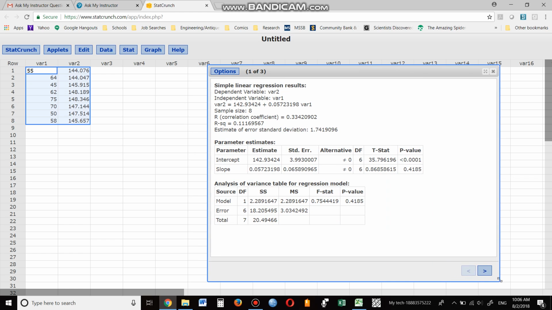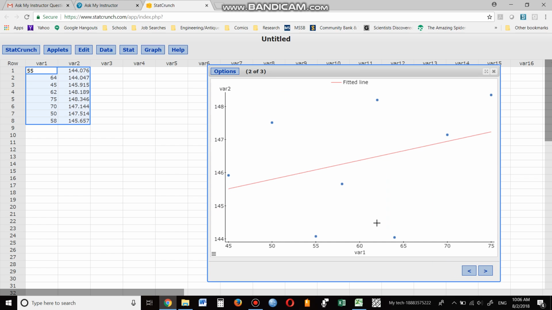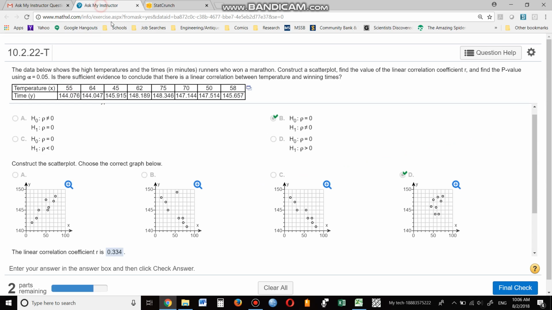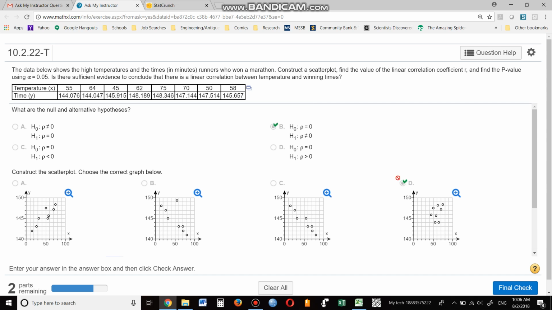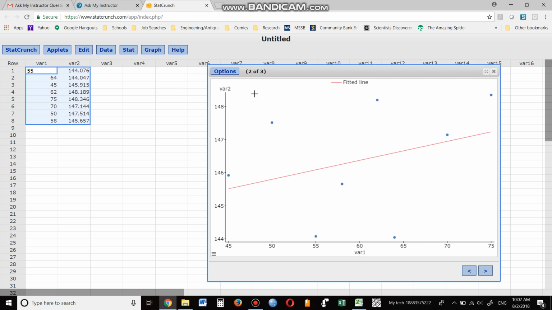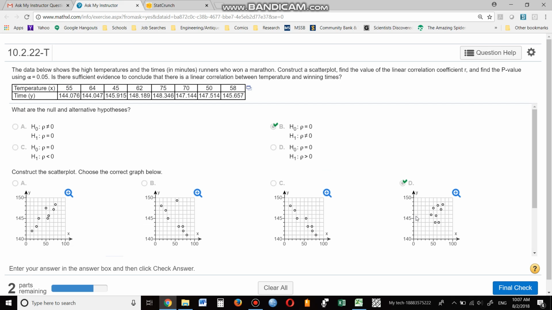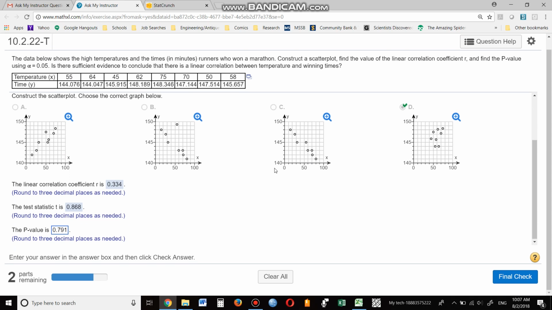Let me grow this just a little bit so I can see. Here's my XY plot. So as you can see, it's trending upward from left to right. And if I look at my responses here, it looks like A is going to be my best answer here. Excuse me, D is the best answer. So again, you kind of have to judge this based on the values here, but it looks like D is the best answer.